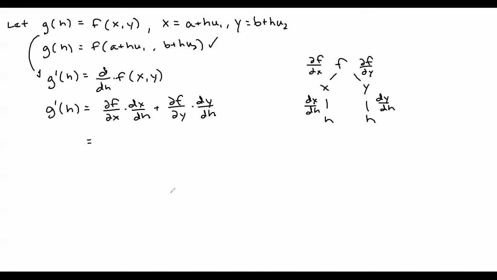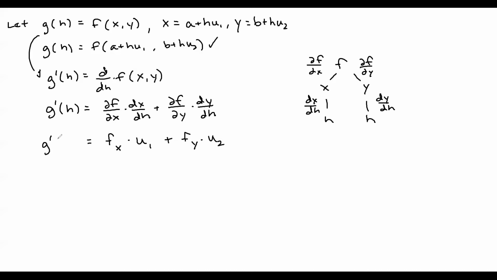Okay. And now if you take a look, what are these things? The partial of f with respect to x, we're just changing formats here, that's going to be f sub x. And then what is the derivative of x with respect to h? Well, here's x. If we differentiate this with respect to h, what would we get? The derivative of a with respect to h would be 0, and the derivative of hu1 with respect to h would just be u1. So we're going to end up with u1. And then over here, we're going to have the partial of f with respect to y, so we'll just change formats here. And then the derivative of y with respect to h, we get u2.